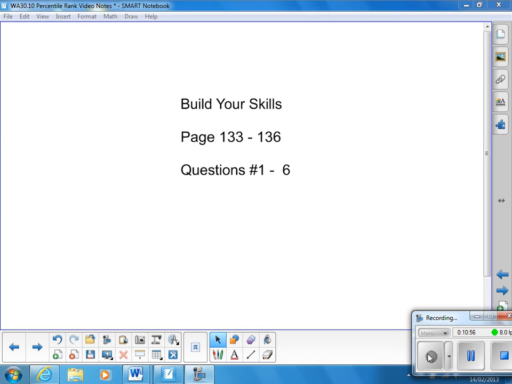All right, we're going to do Build Your Skills, page 133 to 136, and then we'll move on to lesson 2 of percentile rank.